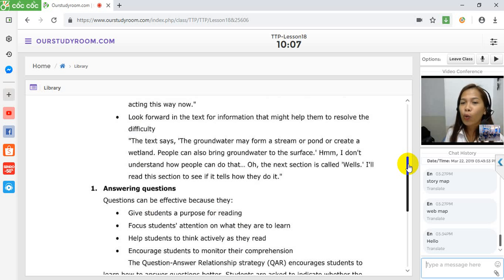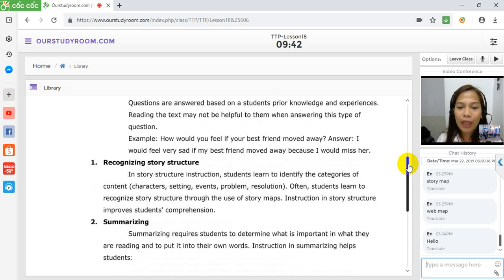Like you can ask, who are the characters in the story? What happened to the main actor of that story? So it's very easy, as long as you give the right question. Very nice, Teacher Mary. Now we have recognizing story structure and summarizing. I guess summarizing a story or making your students retell.